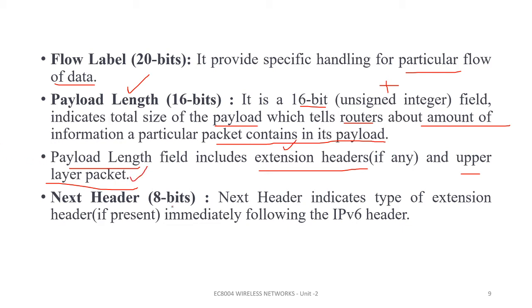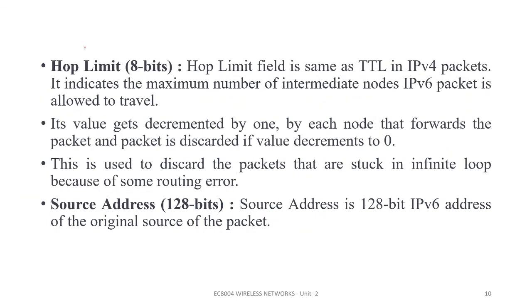Next header is 8-bit. Next header indicates the type of extension header, if present, immediately following your IPv6 header. Next header means it is going to follow your extension header. Which type of extension it is having is told by your next header. Next is your hop limit.